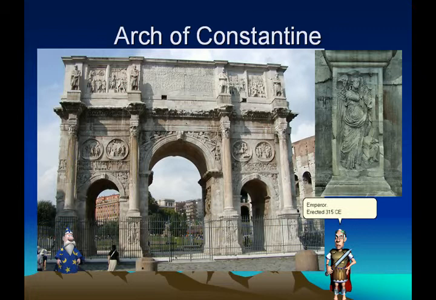Erected 315 CE to commemorate the triumph of Constantine after his victory over Maxentius in the battle at the Milvian Bridge in 312 CE. The arch has parts from the reigns of Trajan, Hadrian, Marcus Aurelius, and Constantine himself. Let us look at the inscription.